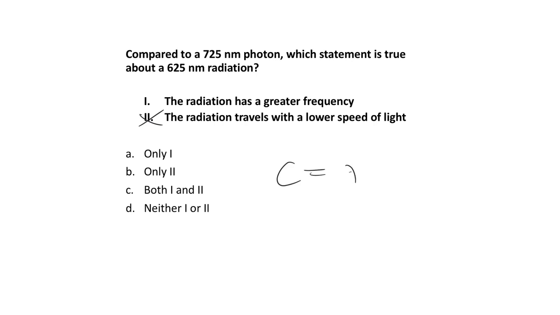And then if we're thinking c is equal to lambda nu, if we go to a lower wavelength, do you see how we have to have a greater frequency to get that same speed of light come out? So the frequency has to be higher. So the 625 nanometer photon compared to that 725 has that greater frequency. And so that statement would be true.